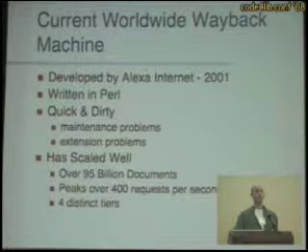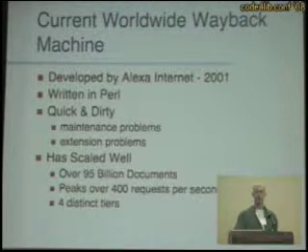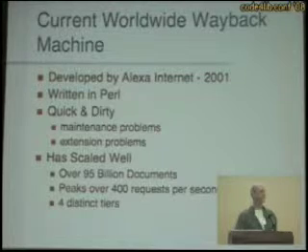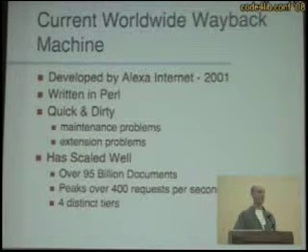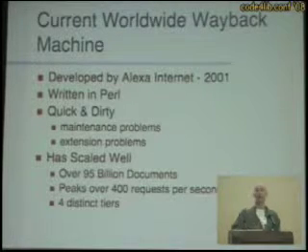It has scaled very well. As I said, we've got over 100 billion documents in the Wayback service right now. The service peaks at over 400 requests per second. We've had a peak as high as 500 requests per second at different times. There are 4 distinct tiers, which I'll go through very quickly, just so you have an idea of where the open source software is gearing towards.